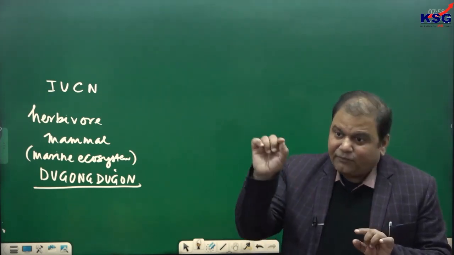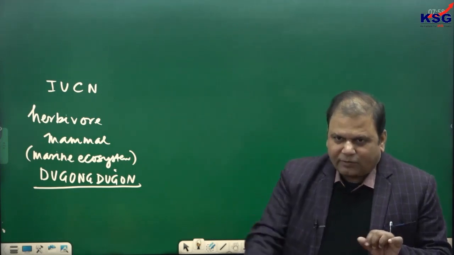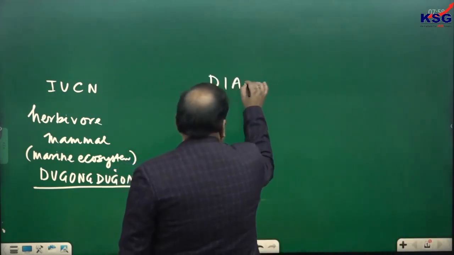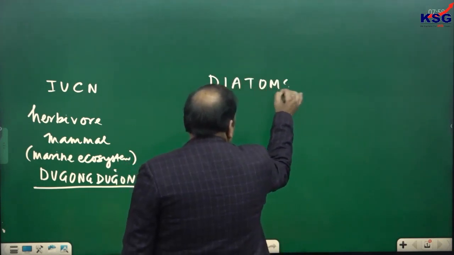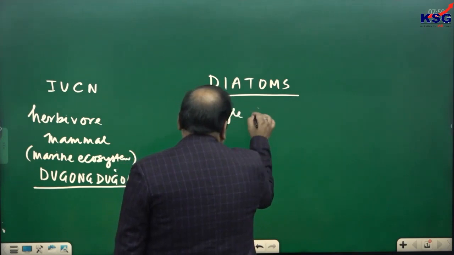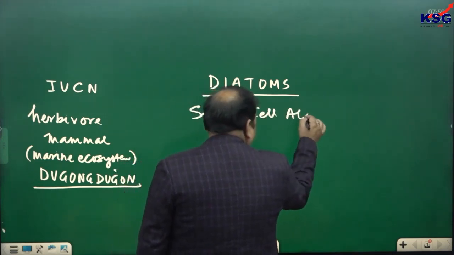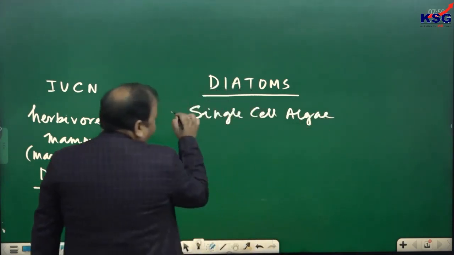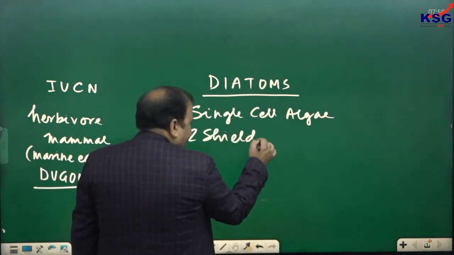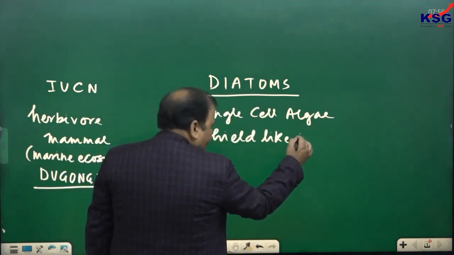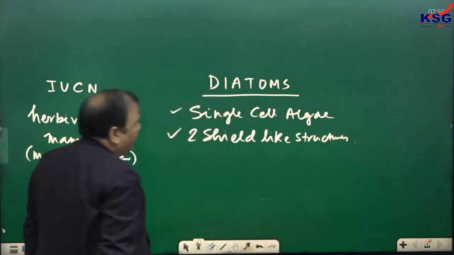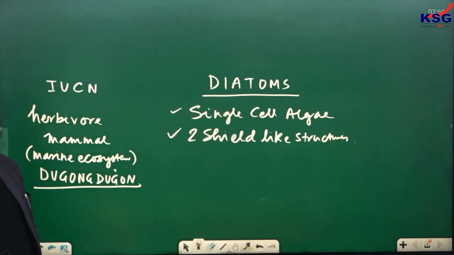So let's pick up first algae, that is diatom. Right on. Diatoms are single cell algae. They have two shield-like structures.